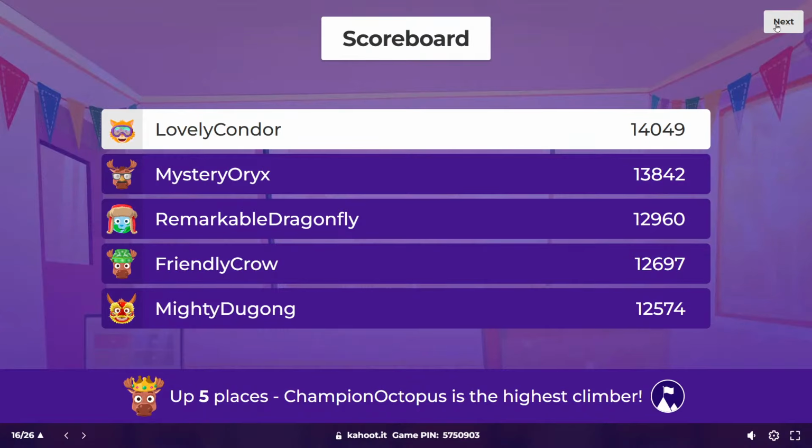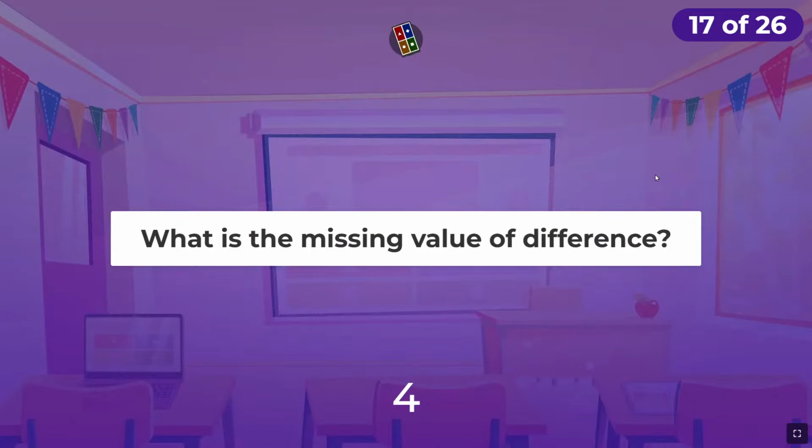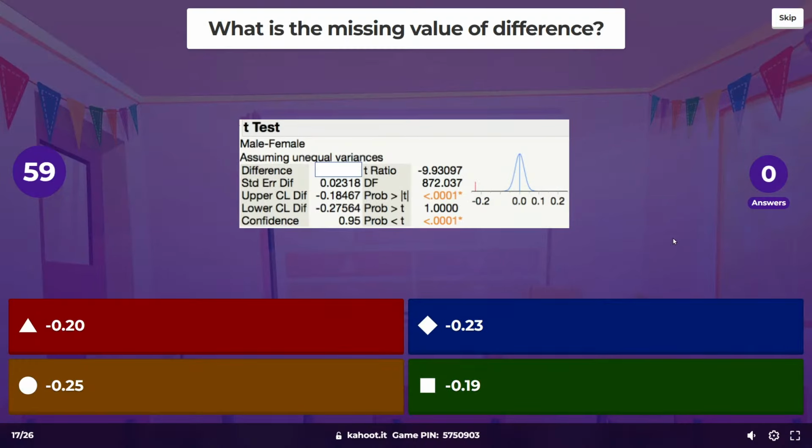Okay, next leaderboard, lovely Condor. Here we go. What is the missing value of the difference? It's just a review question to see if you remember and you're paying attention, because you see how the t ratio here is going to be the difference of these divided. So it's y bar 1 minus y bar 2, the difference over the standard error.